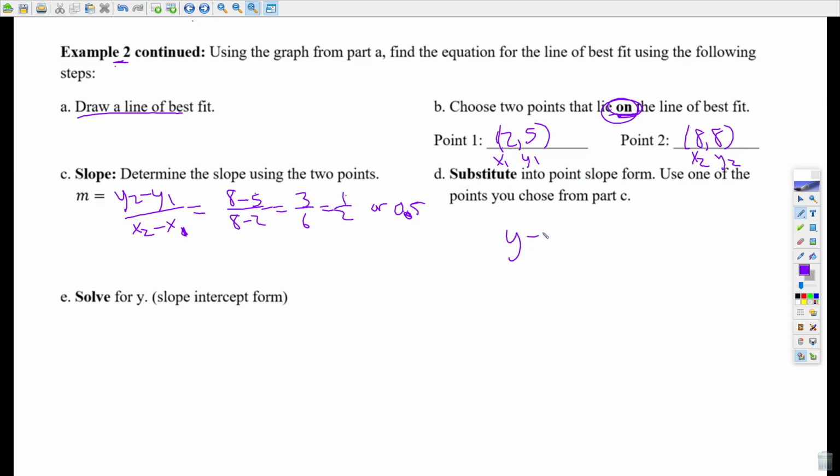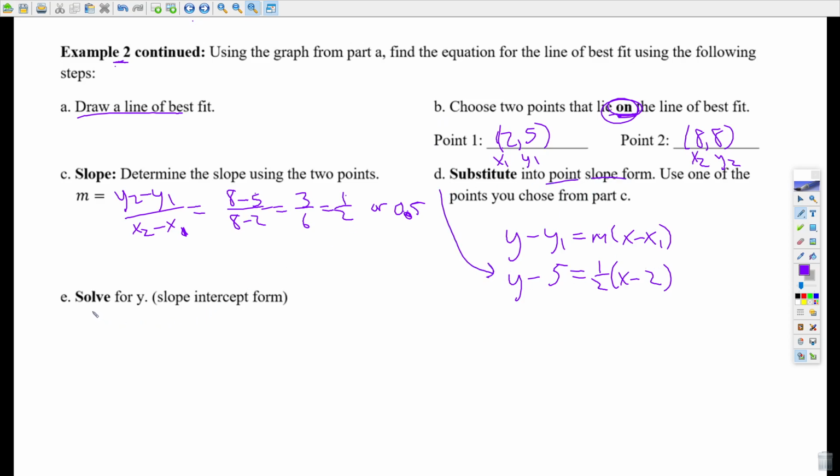Here's point slope. It's y minus y1 equals m times x minus x1. And we have x1 and y1, just got to plug in the slope, which is 0.5. So y minus y1, which is 5, equals, I'm going to use the fraction actually, 1/2, x minus x1, which is 2. So that's actually the answer for part D, writing it in point slope.